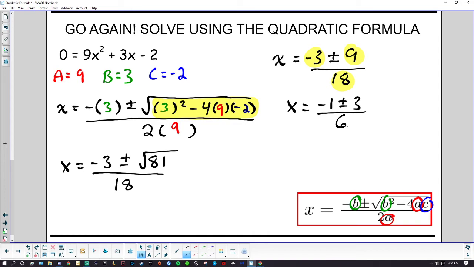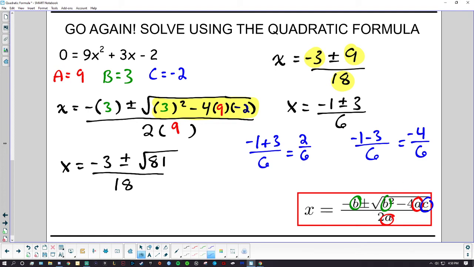Awesome. Okay, so we actually can go even farther. Since there's no square root, we can actually figure out what our values are. So let's see. This is negative 1 plus 3 over 6 and negative 1 minus 3 over 6. Negative 1 plus 3 is 2 over 6. Negative 1 minus 3 is negative 4 over 6. Wow, so we have 2 over 6 and negative 4 over 6.